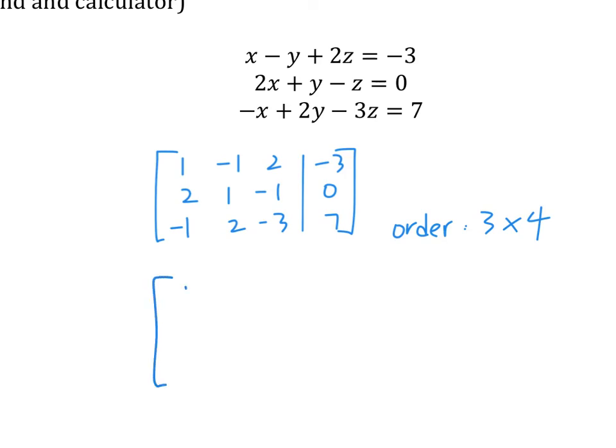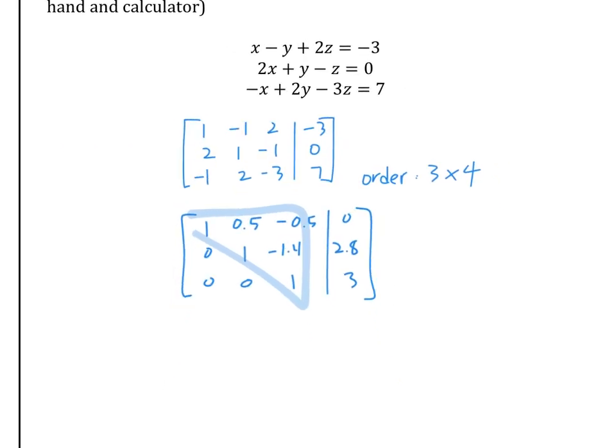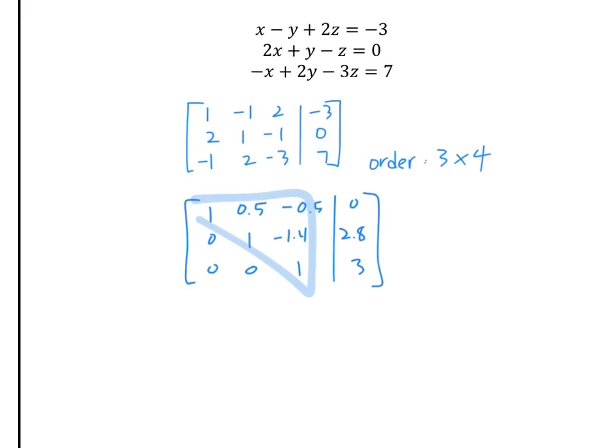So it's going to be 1, 0.5, negative 0.5, 0, 0, 1, negative 1.4, 2.8, 0, 0, 1, 3. Do you guys get that? No? Okay, since this is in the REF format or Gaussian elimination, you can go back and find all your numbers. Good. So this is just how to do it by calculator. We're now going to practice doing this by hand.